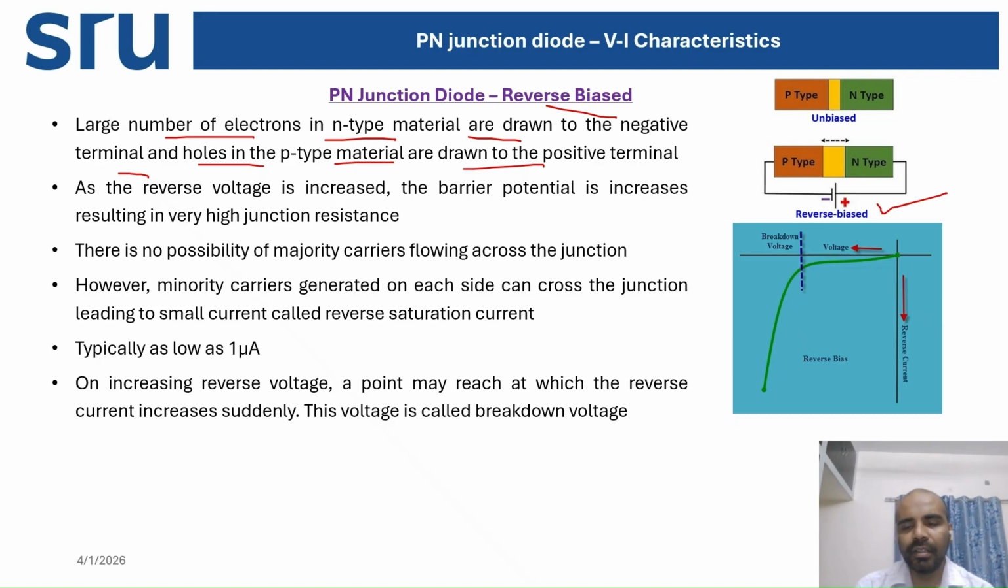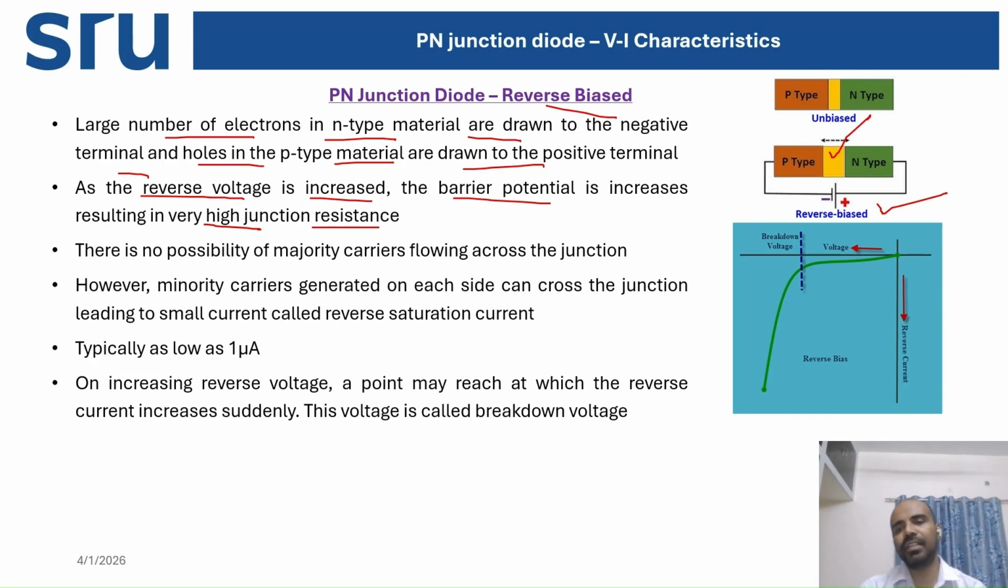Here the majority charge carrier is hole. The hole is attracted by the negative pole of the battery, whereas the majority charge carrier for the N region is electron, which is attracted by the positive pole of the battery. As a result, the width of the depletion region will increase, right? As the reverse voltage is increased, the potential barrier or width of the depletion region increases, resulting in a very high junction resistance.